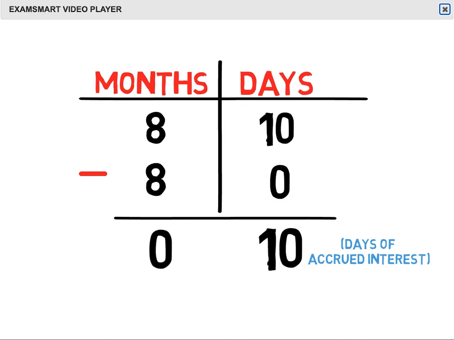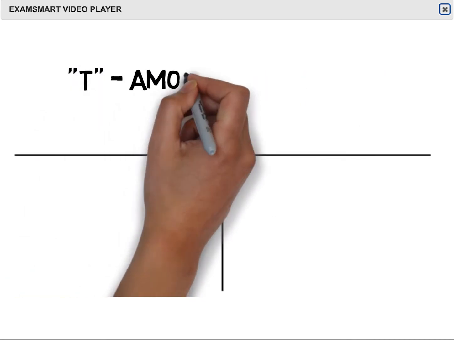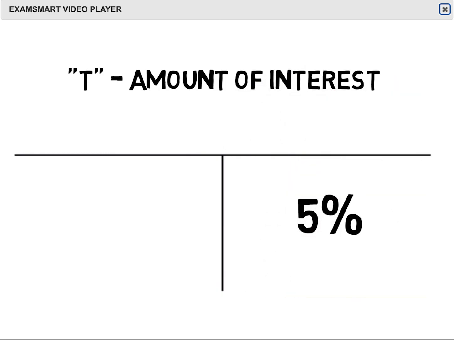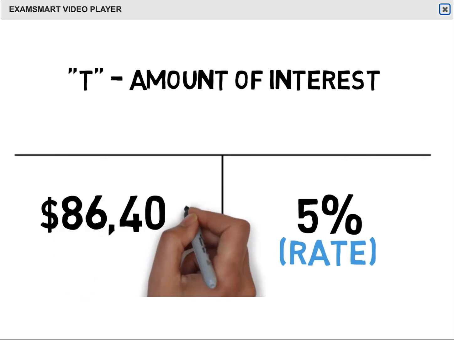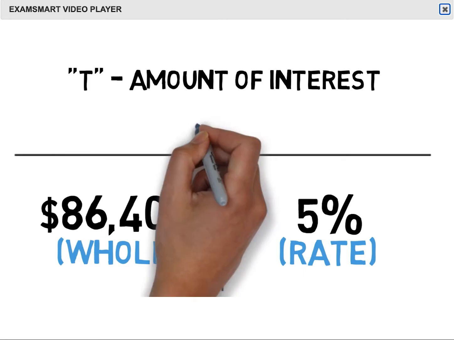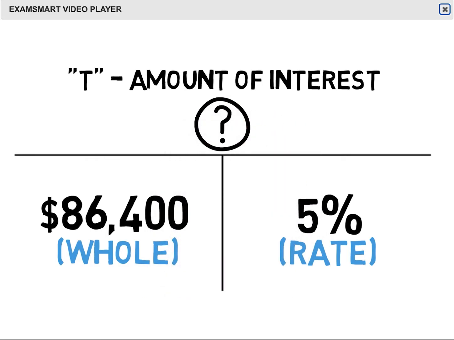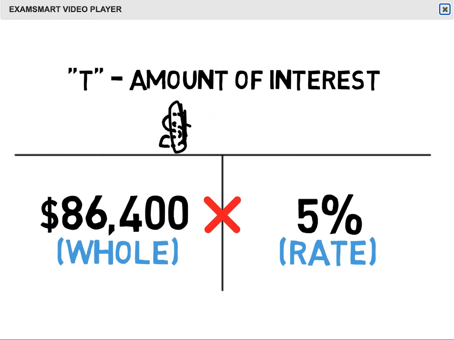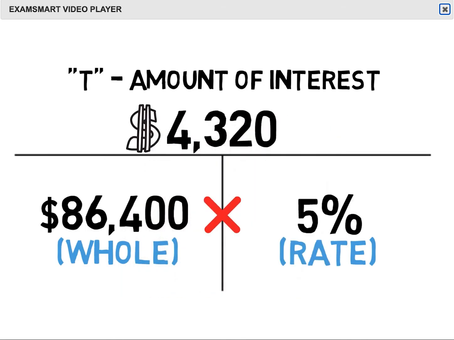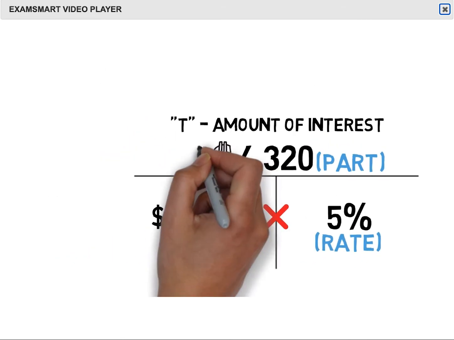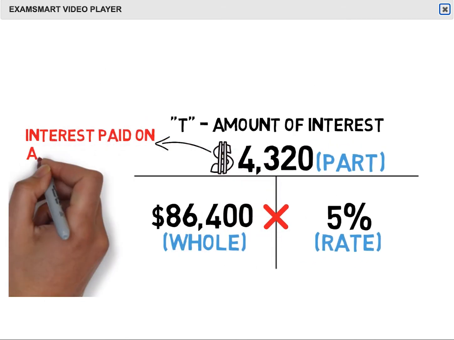Let's next draw a T and figure out the amount of interest. Our interest rate is 5%, which goes on the bottom right. Our loan amount is going to be $86,400. That was the loan balance at closing, $86,400. So our formula tells us to multiply straight across. We take $86,400 times a 5% interest rate. That gives us the part, or the interest paid on a yearly basis, of $4,320. Recall, interest rates are always on an annual basis.